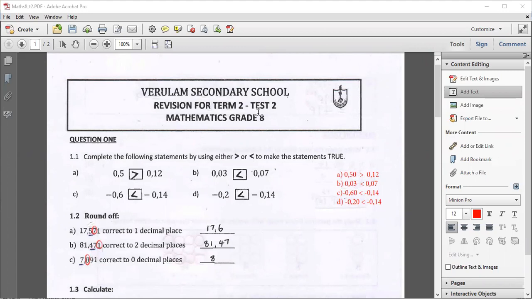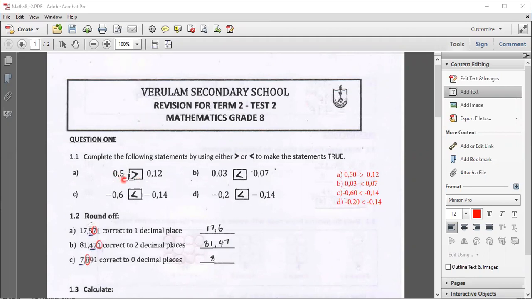This is the revision for term 2 for the second part of your test. So we're going to discuss the answers. If you look at 1.1, you need to determine your decimal numbers, which are larger and smaller.